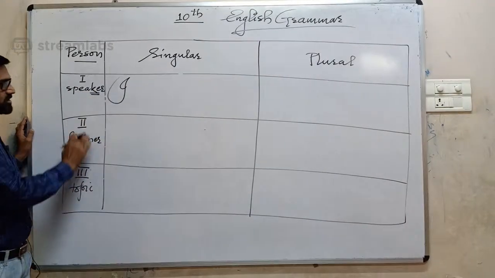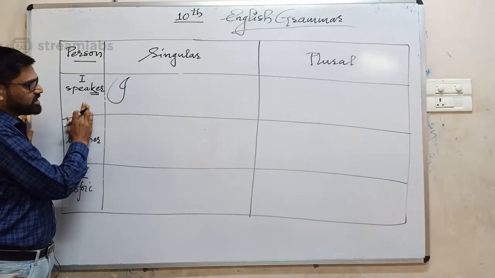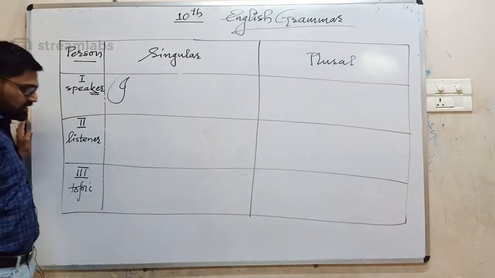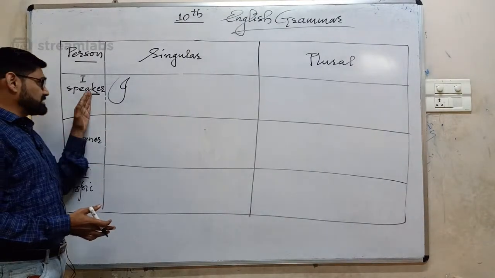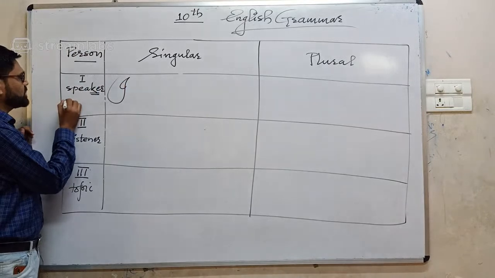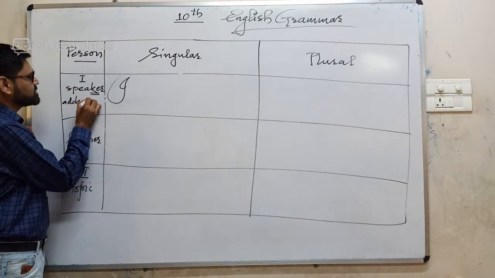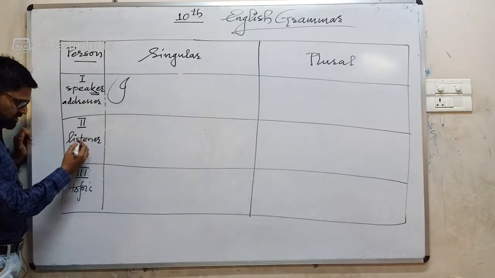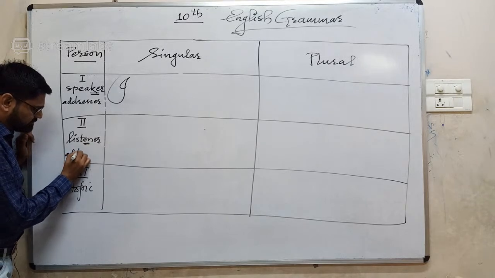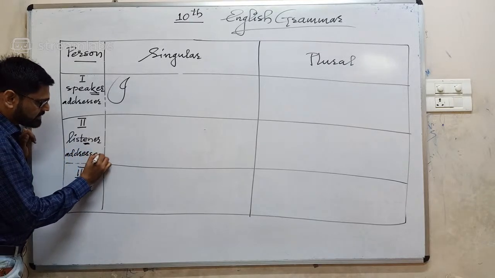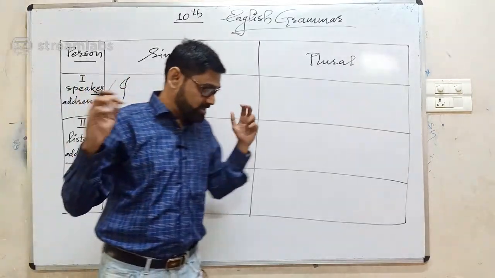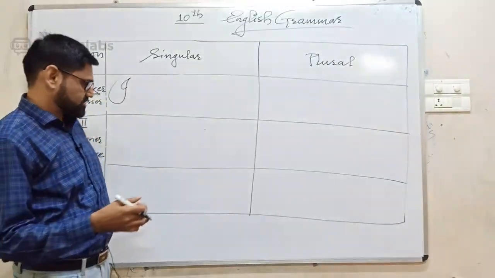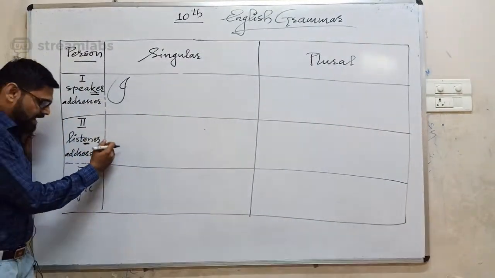Now we move to these words first. Speaker. First person is speaker. But this is only for spoken part of language. When written part of language is there any speaker? No. That time it is known as addresser. One who is addressing is addresser, and listener is addressee. One who is addressed, one who is addressing, the speaker is addresser, and one who is being addressed, that is the listener, is addressee.